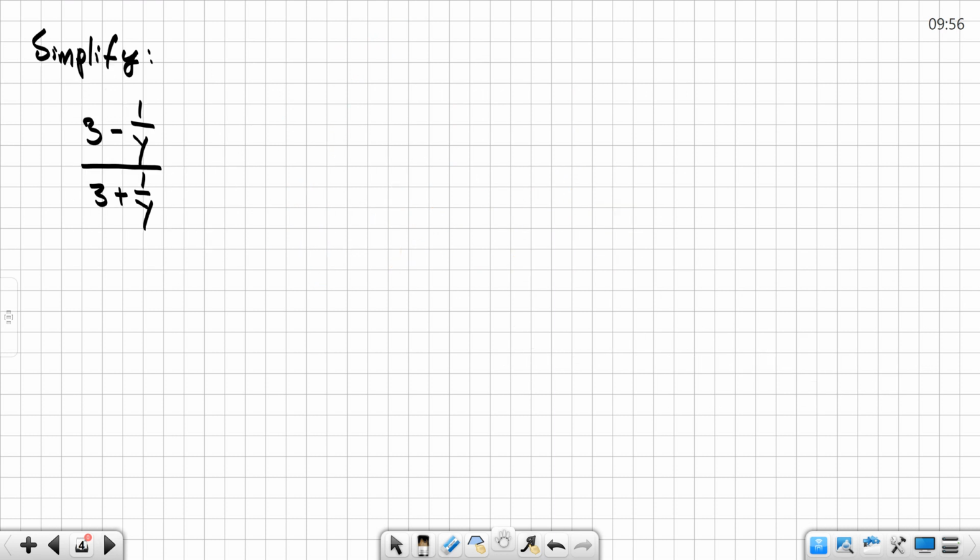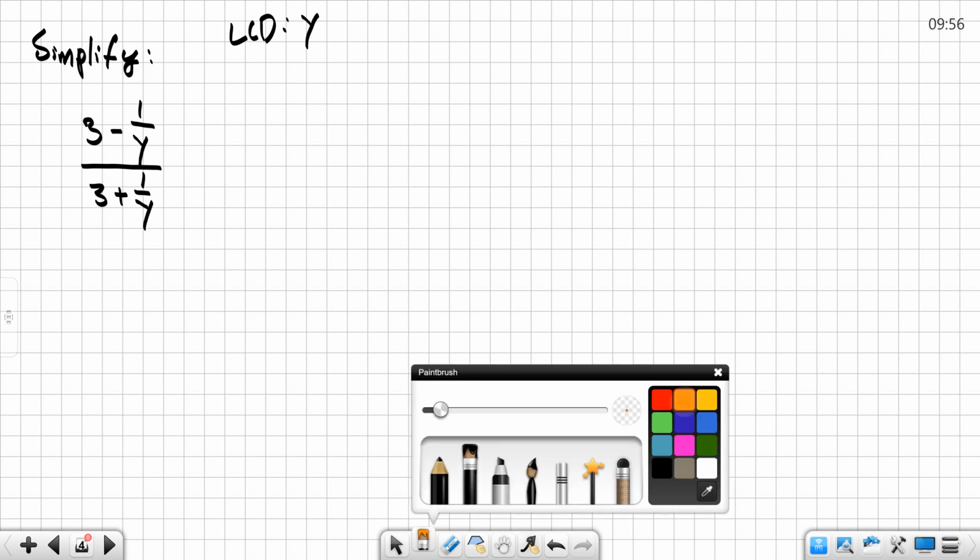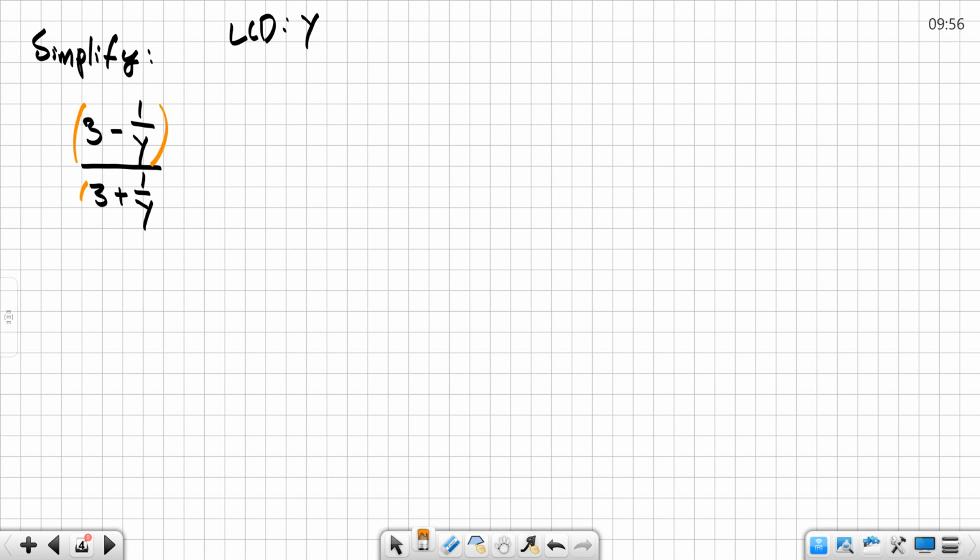All right, let's do one more. 3 minus 1 over y divided by 3 plus 1 over y. So all I have to find is the least common denominator, and there is only one showing up. This is going to be y. So what I will do, I will take the top and the bottom and I will multiply everything with y. This will be distributed in the first and the second one, so I'm going to get 3y minus 1 over y times y. You see already that y will go away.